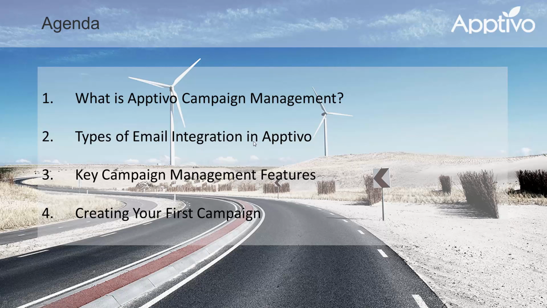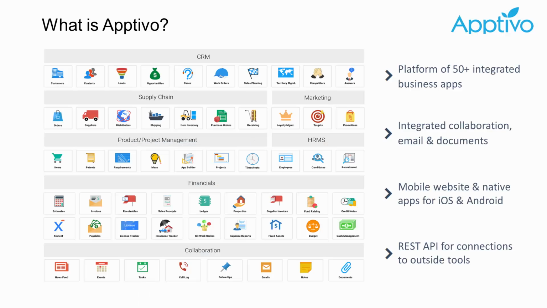And then at the end, we'll actually hop into the application. We'll go create a quick campaign, show you the email template editor, go send out a quick little campaign, and then go check out the analytical tracking and such like that. So let's go ahead and start off with what is Apptivo, what is our campaign management app.